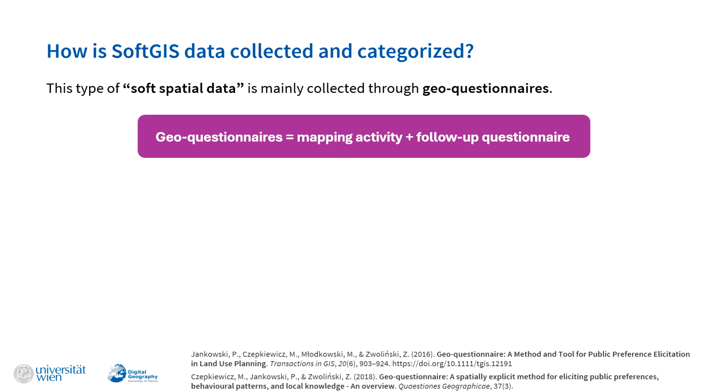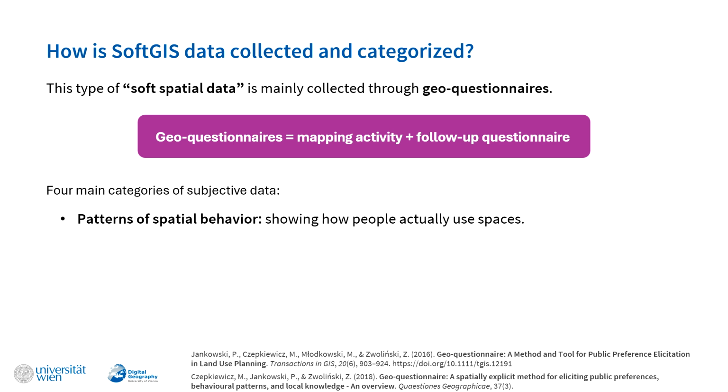In SoftGIS, the information collected through geo-questionnaires is typically grouped in four main categories of subjective data. The first, patterns of spatial behavior, showing how people actually use spaces. For example, identifying the streets most commonly used for commuting, the areas where people cycle, or the parts where residents spend free time. This helps planners understand daily mobility and recreational needs.